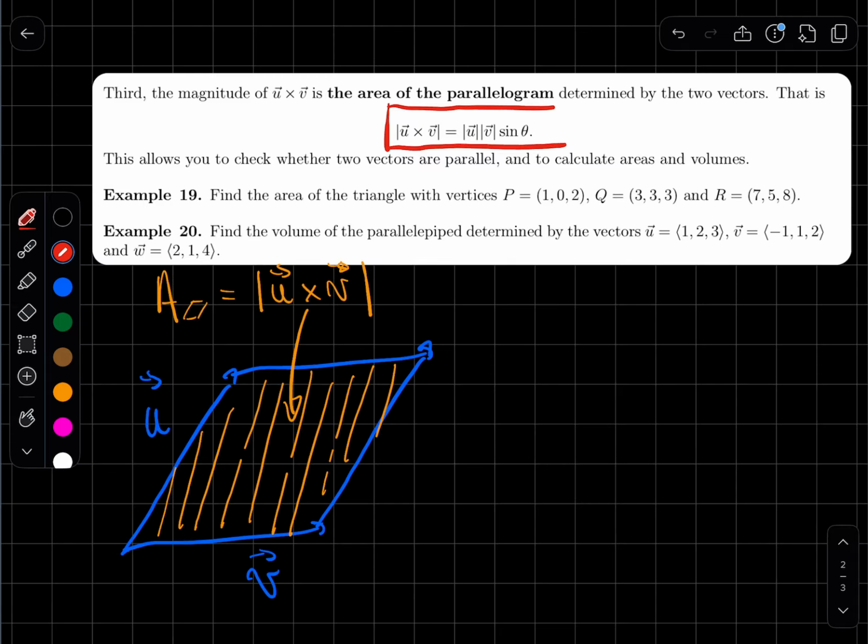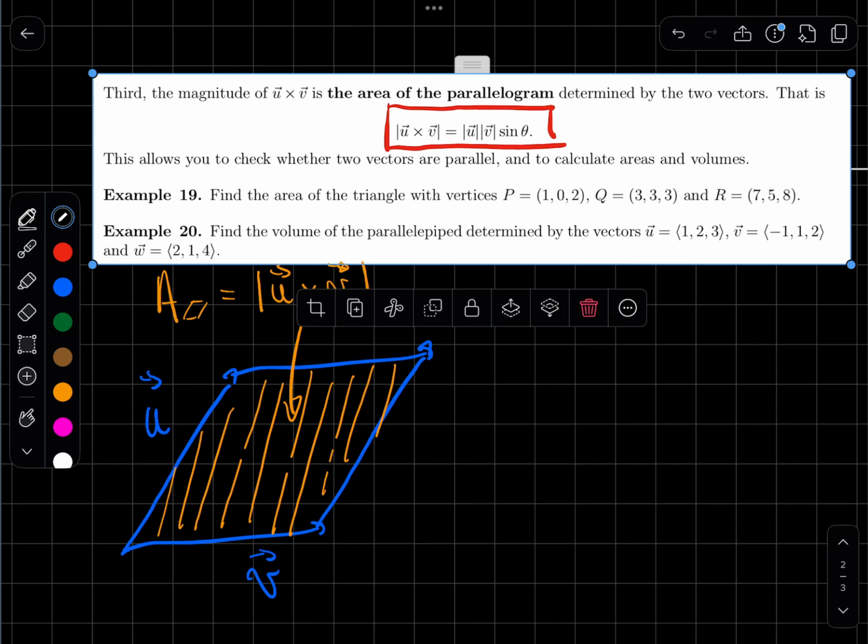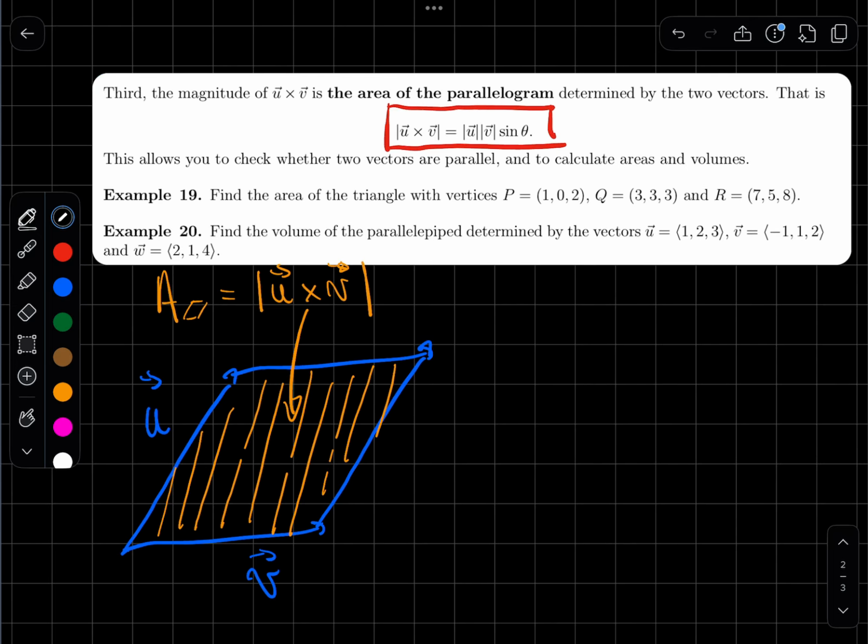It's pretty similar to the formula for the cosine and the dot product. The cross product gives you sine and the dot product gives you cosine. So let's solve both of these examples. Let's begin with example 19.